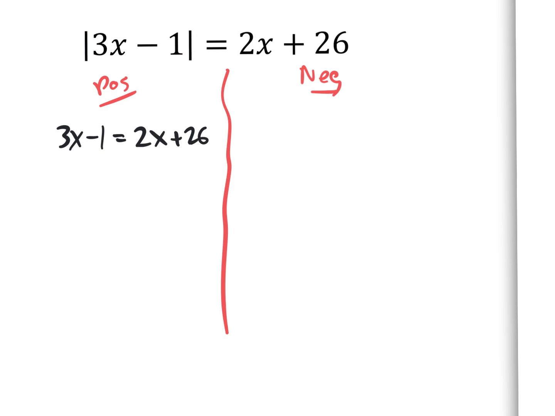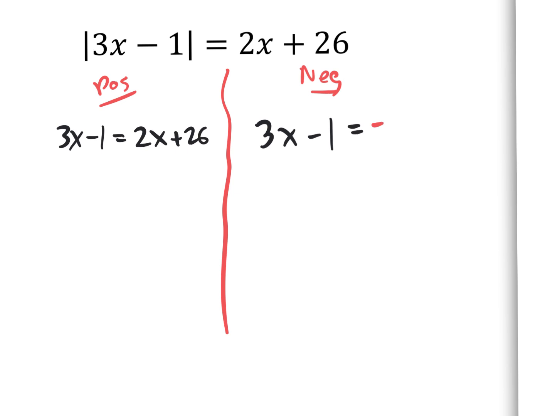Now, the negative situation is the same thing, no absolute value sticks, but you do have to flip the equal sign, which is still going to say equal, and you have to change the signs of the right side. Now, since you have two terms, you're going to have to change both of those signs. It's kind of like multiplying this whole right side by -1. So once again, it's still 3x minus 1, just like the positive situation. You just took off those absolute values. But on the right side, you have to change the sign.